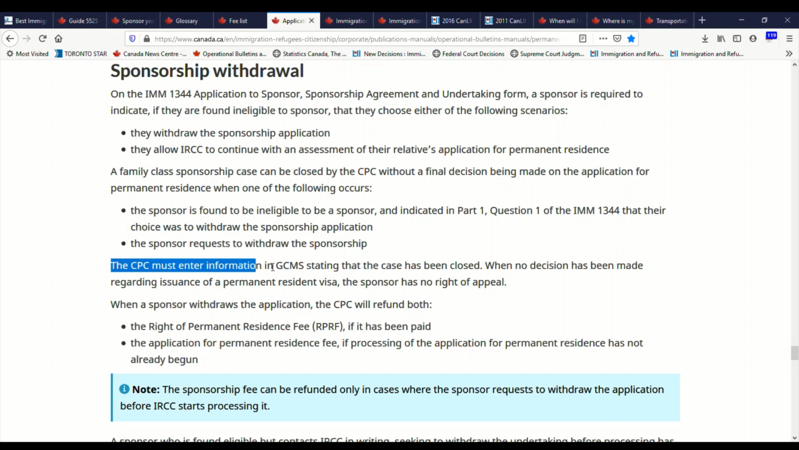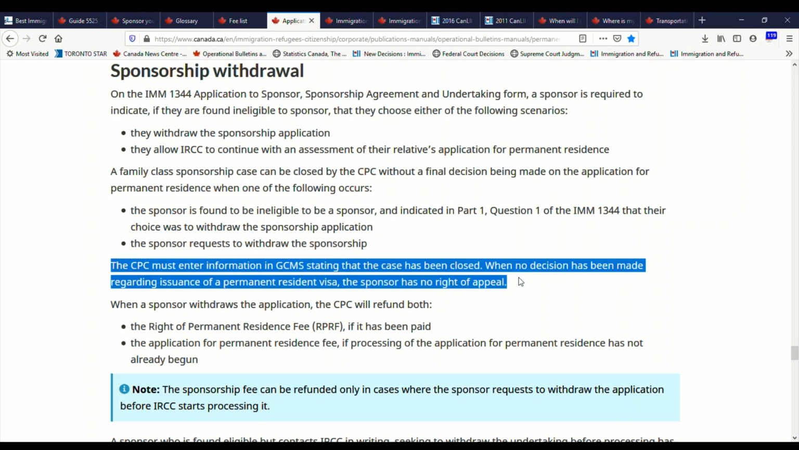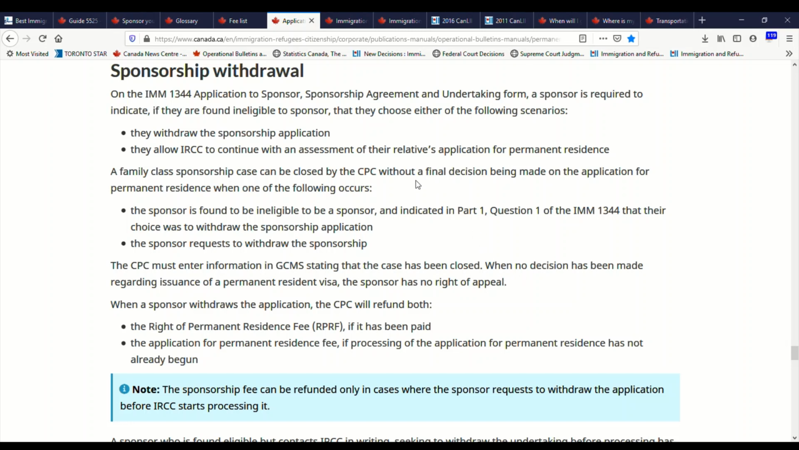So the Case Processing Center must enter the information in the electronic system stating that the case has been closed. When no decision has been made regarding issuance of a permanent residence visa, the sponsor has no right of appeal. Now we have to confirm with statutory law that this is applicable.